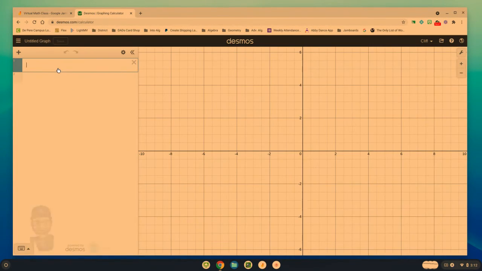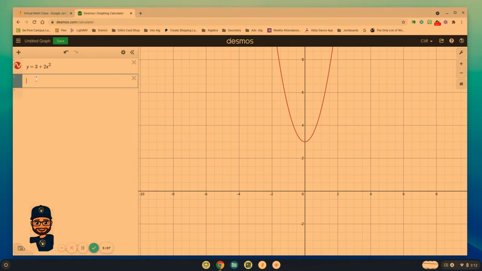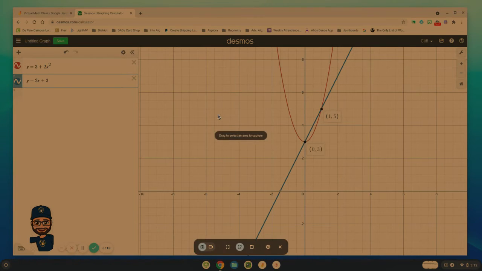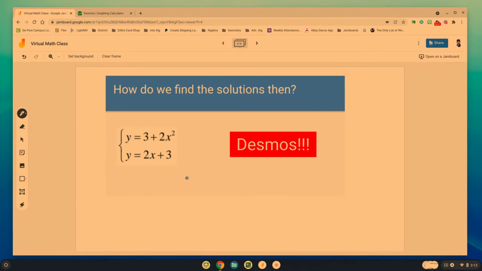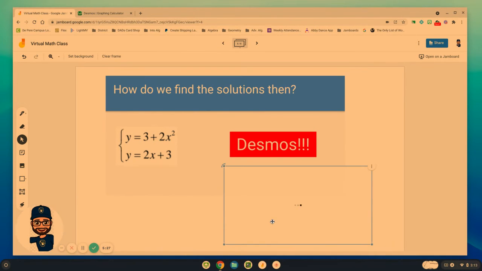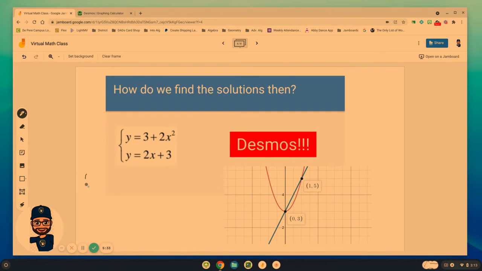First line, y equals 3 plus 2x squared. All right, so there's my parabola. The second line was y equals 2x plus 3. Lo and behold, we've got an intersection point at (0, 3) and an intersection point at (1, 5), meaning those 2 points are the solution to this system because it does intersect at both points. So we would want to list (0, 3) and (1, 5) as solutions.